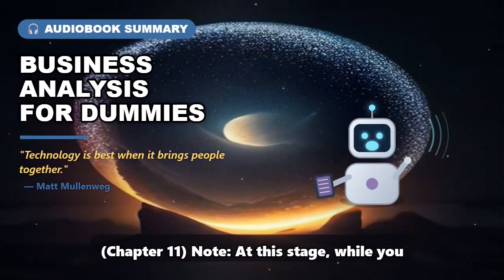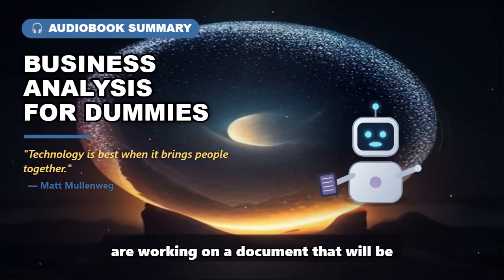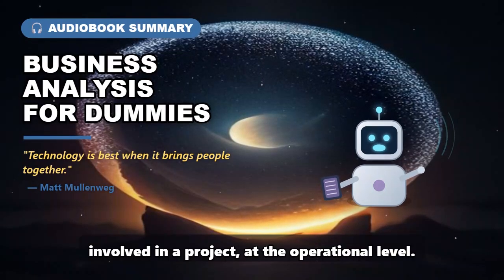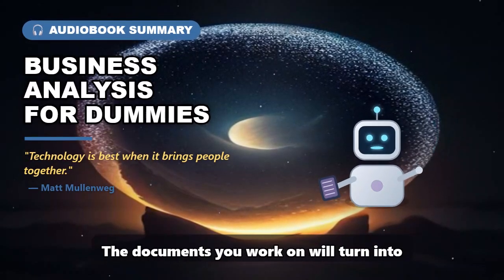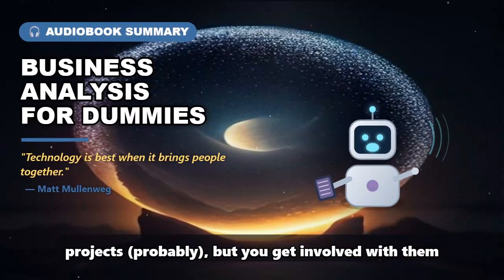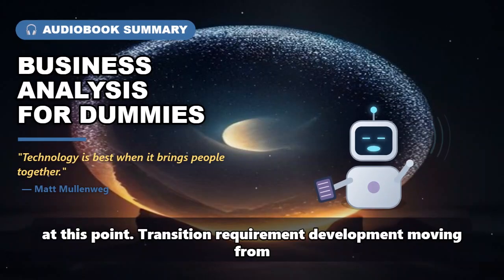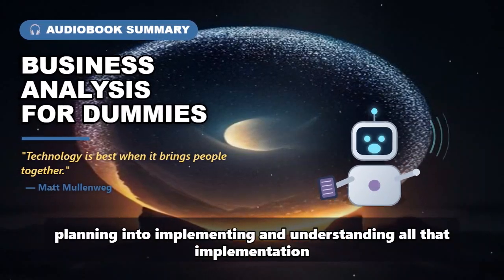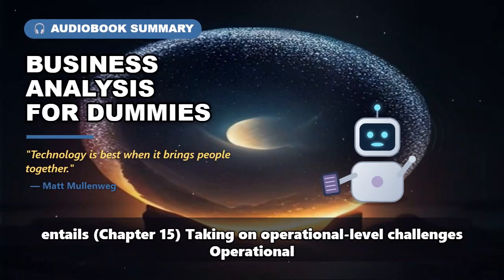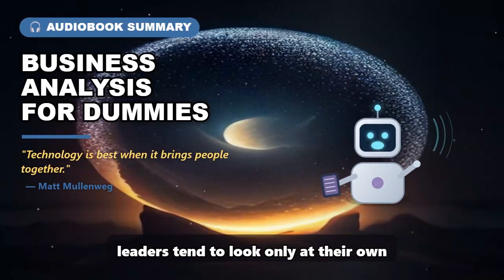Chapter 11. Note, at this stage, while you are working on a document that will be involved in a project, at the operational level, the documents you work on will turn into projects, probably, but you get involved with them at this point. Transition requirement development, moving from planning into implementing and understanding all that implementation entails. Chapter 15, Taking on operational level challenges.